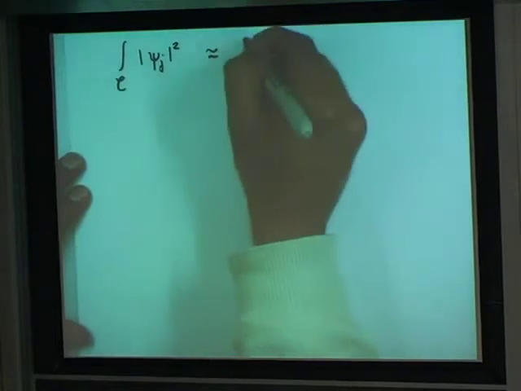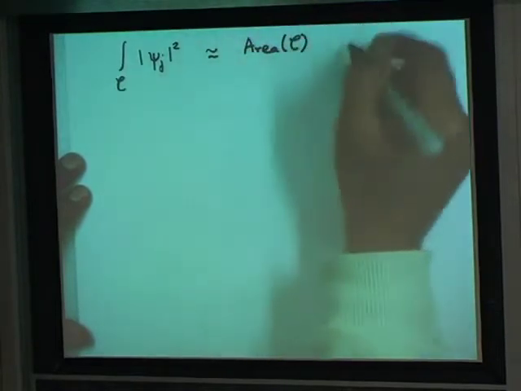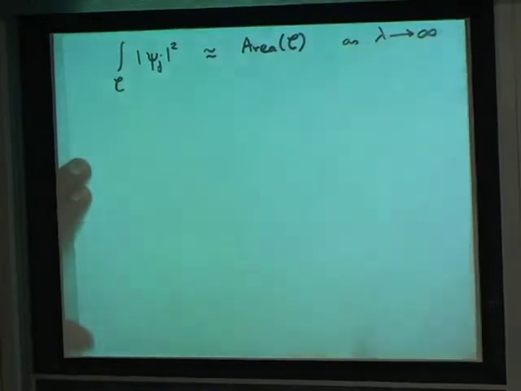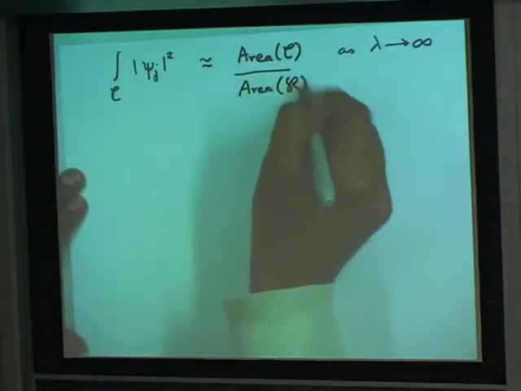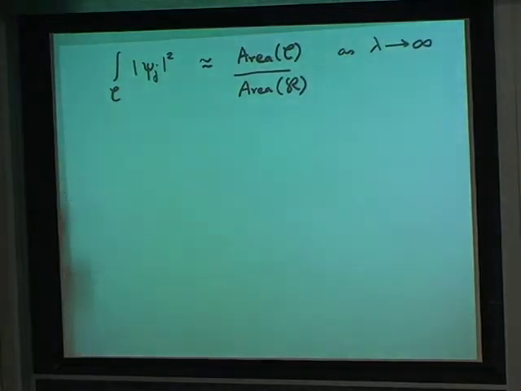Now, all things being equal, the natural guess that you would make is that the probability of finding your particle inside C should be proportional to the area of C as the eigenvalue lambda goes to infinity. So it should tend to the area of C divided by the area of the total region R. Certainly this makes sense if C is all of R. But you would like to know whether these measures, psi_j squared, are getting spread out over the surface.